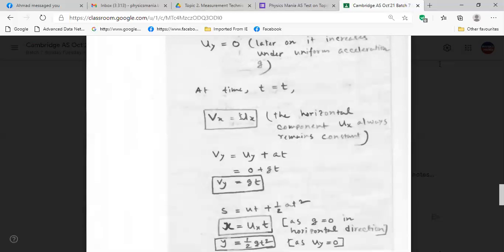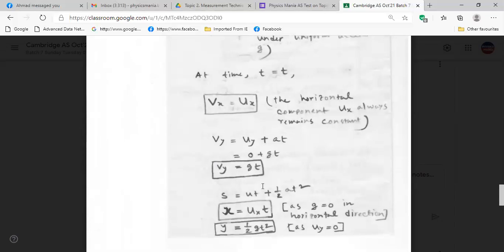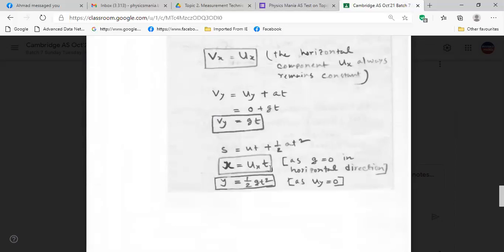Then we have plus at. a is for, as it is the vertical component, we have here g, right? Vertical acceleration is g, and vy equals gt. Okay, is it clear to you how we got vy equals gt? Yes, sir. Okay, now s equals ut plus half at square.